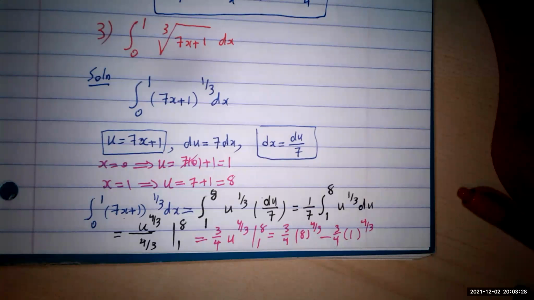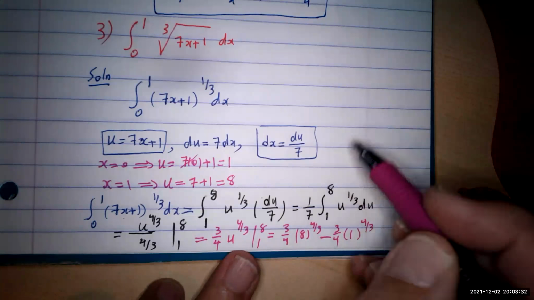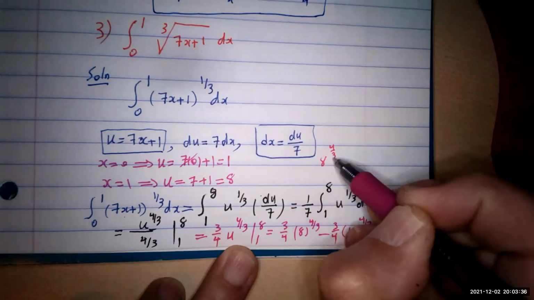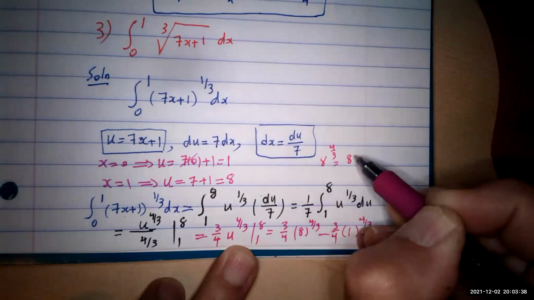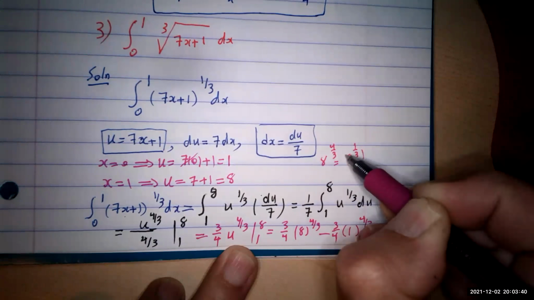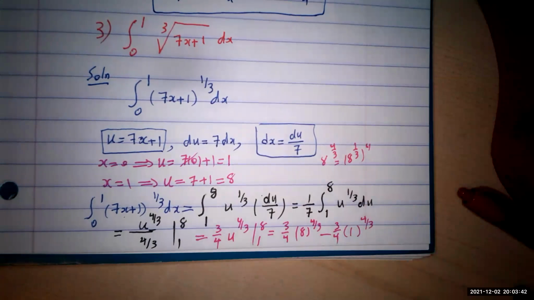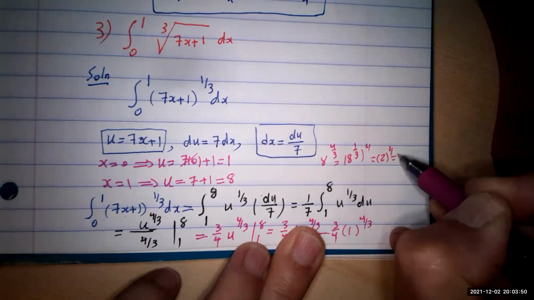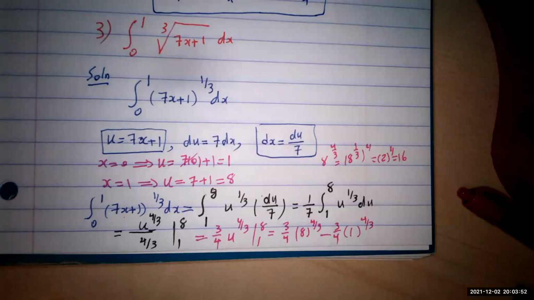So what is 8 to the 4/3? I write it down here for you. 8 to the 4/3 is 8 to the 1/3, then to the 4th. 8 to the 1/3 is the cube root of 8, which is 2. So that gives you 2 to the 4th, which is 16. So 8 to the 4/3 is equal to 16.